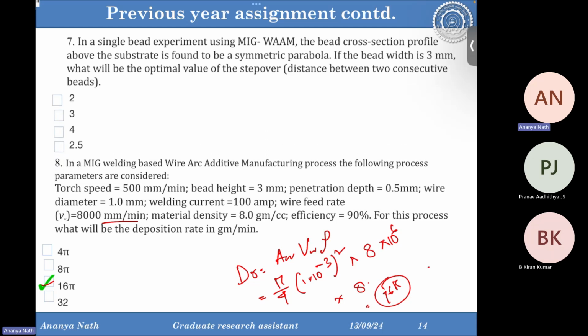Then our next question is, in a single bead experiment using MIG-WAM, the bead cross-section profile above the substrate is found to be a symmetric parabola. If the bead width is 3 mm, what will be the optimal value of step over? Step over means overlap. So as I said, the overlap ratio has an equation like this. So 2 by 3 into 3, so it will be 2. Okay. Any question? Any doubt? You understood? No, ma'am. Okay.